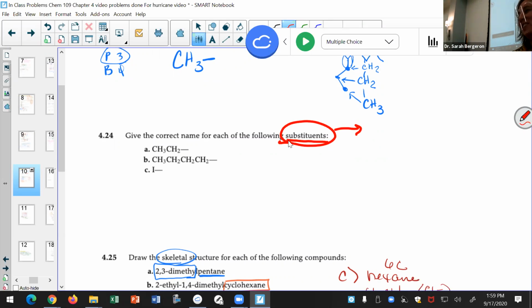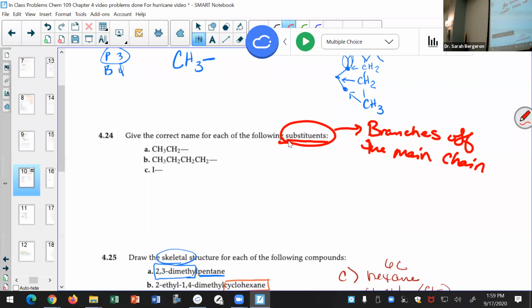What's a substituent? It branches off the main chain. And if it's carbon-based, we're going to end it in something special. So if you have carbons, it'll end in what? YL. And remember your me eat peanut butter, right? And that's 1, 2, 3, 4.